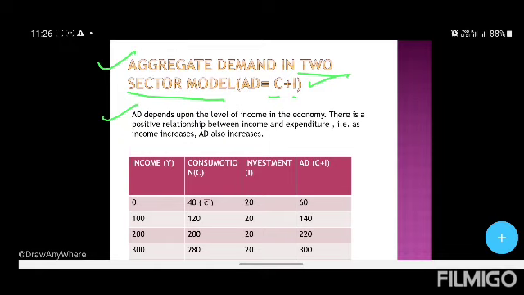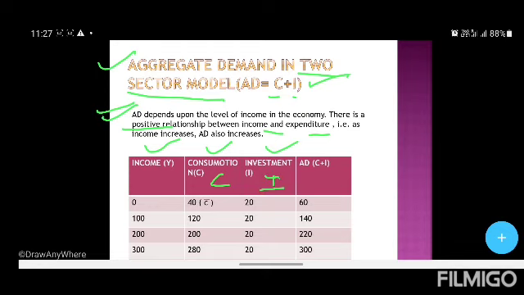Aggregate demand depends directly on the level of income of the economy. If the level of income of the economy increases, the expenditure, or we can say the aggregate demand, also increases. Therefore, there is a positive relationship between income and expenditure. So here there is a table showing the consumption and investment as well as the income. Aggregate demand is C plus I.